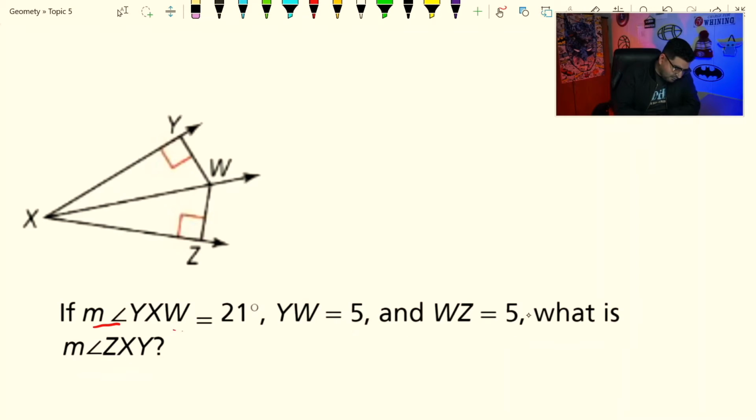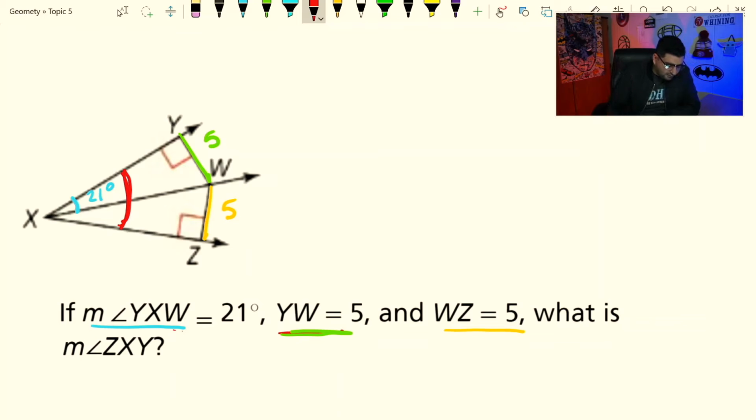So let's go ahead and label these. Angle YXW. So they're talking about this angle on the inside. They're saying that angle is 21 degrees. Awesome. YW is 5. So from Y to W we know is 5. And then they say WZ is also 5. From W to Z is also 5. What is this whole angle?